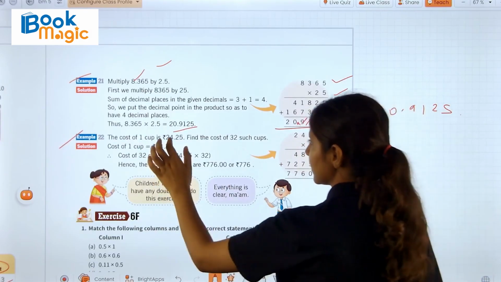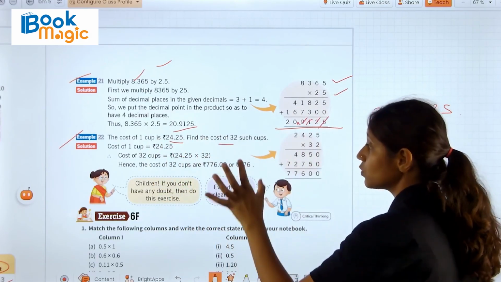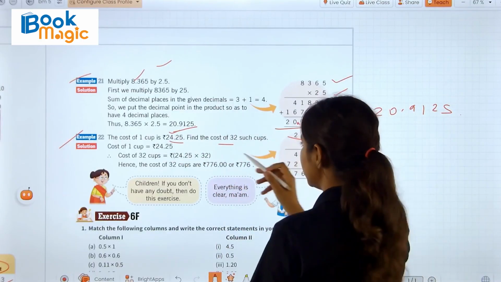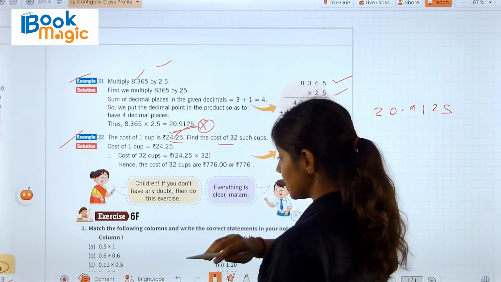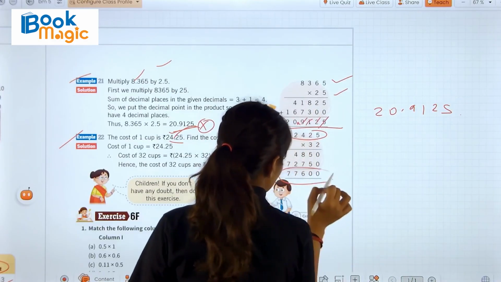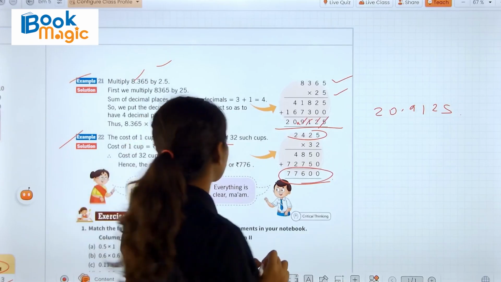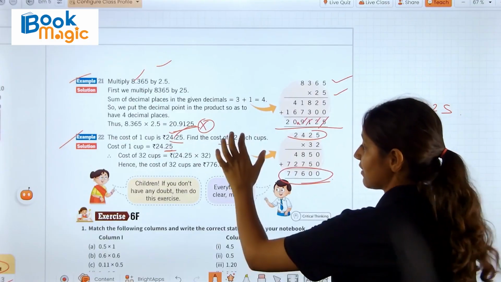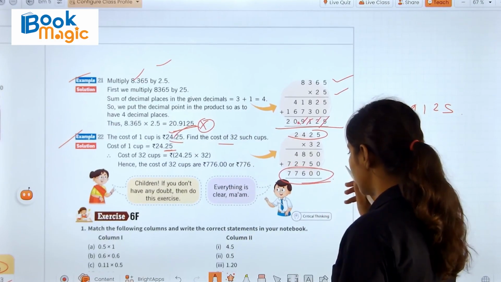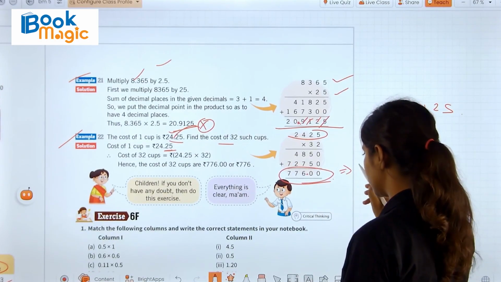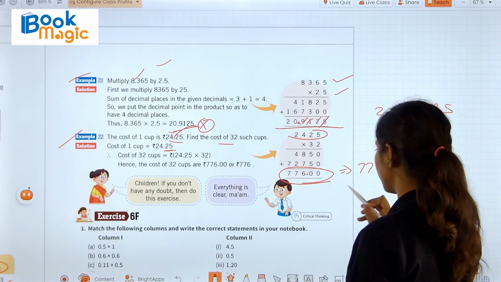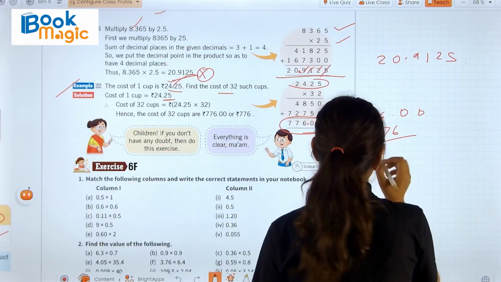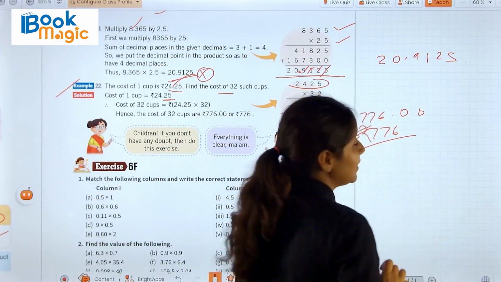Similarly, we have example number 22. The cost of one cup is this much. Find the cost of 32 such cups. That means we have to multiply this number with 32. Suppose the decimal is not there. Multiplying, we get 77,600. It has two decimal places and the other has none, so we write the answer as 776.00, or just 776. Don't forget to write the symbol of rupee.